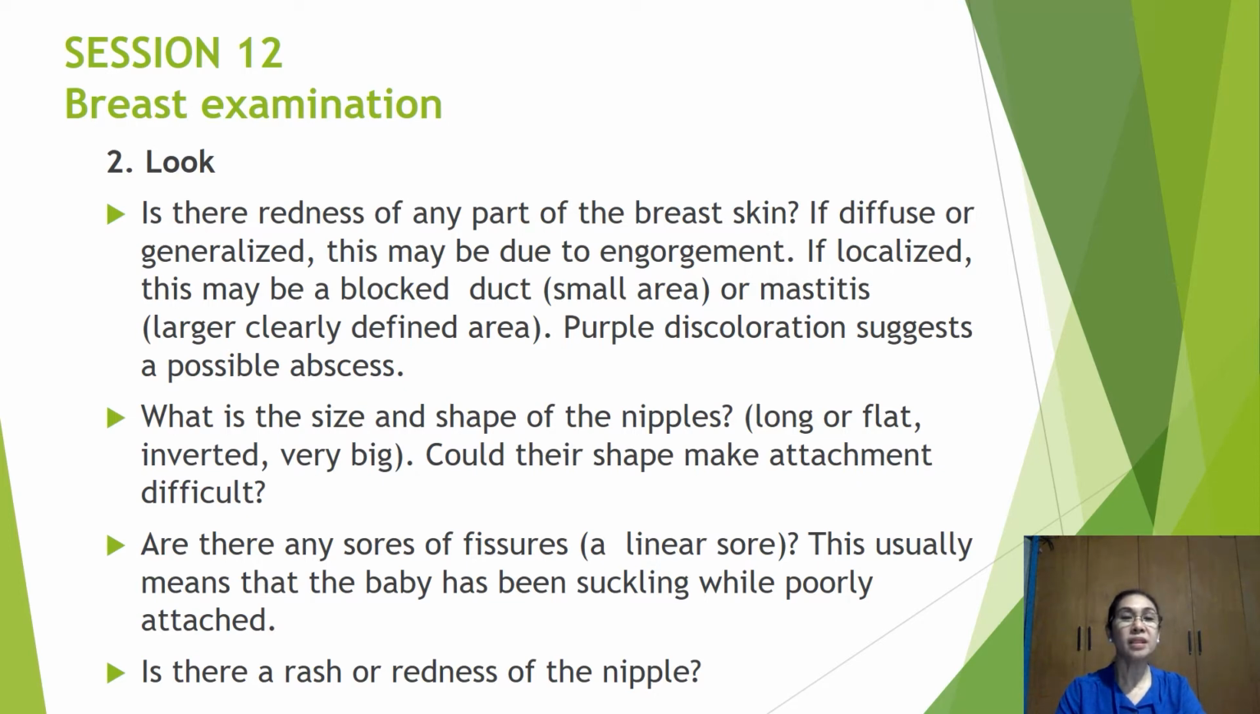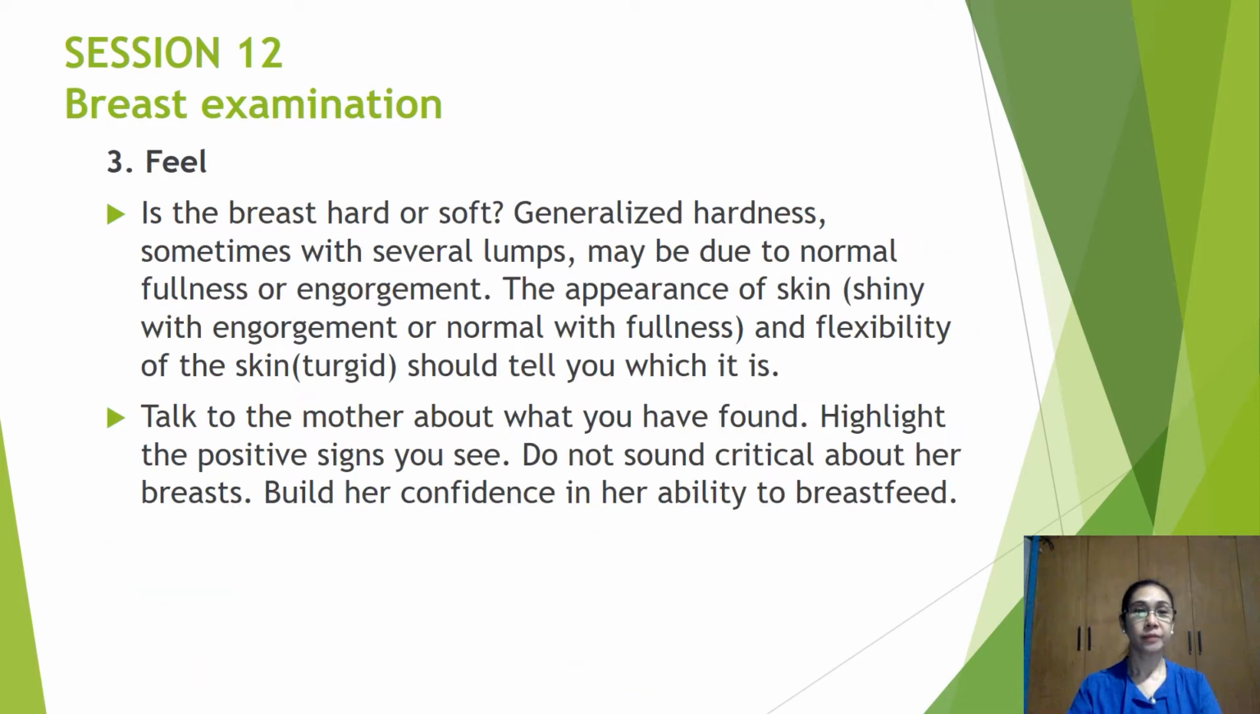So what is the size and shape of the nipples? Are they long or flat, inverted, or very big? Could their shape make attachment difficult? Look, are there any sores or fissures or a linear sore? This usually means that the baby has been suckling while poorly attached. Is there a rash or redness of the nipple?